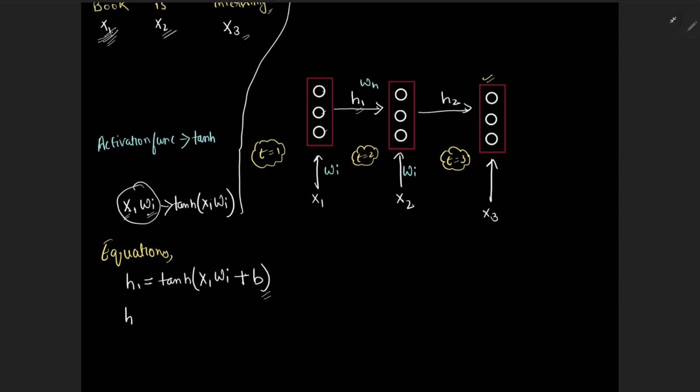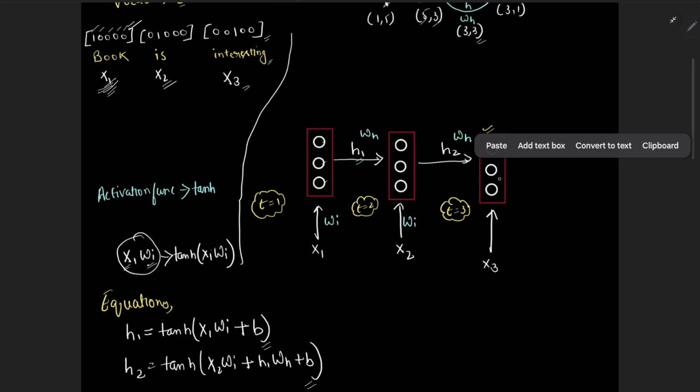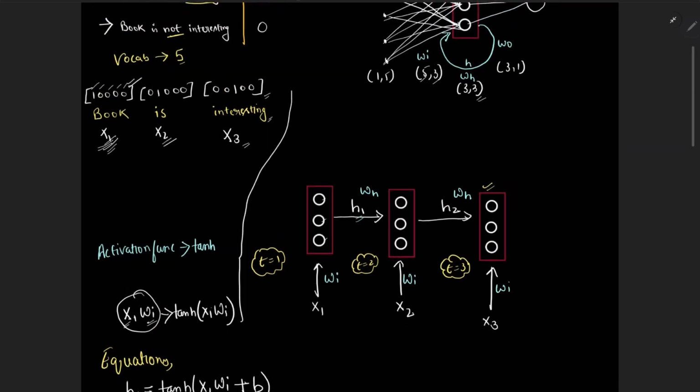That is, h2 will look something like this: tanh of x2 wi plus h1 wh plus a bias b. This will be the equation for h2, and this h2 is passed to the next timestamp with a different input x3, and x3 will also have some weight wi.